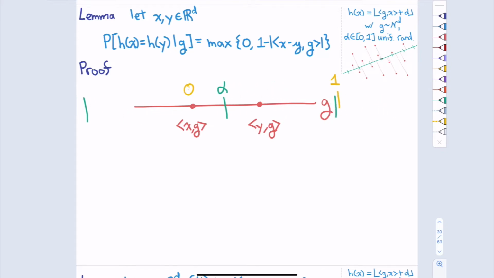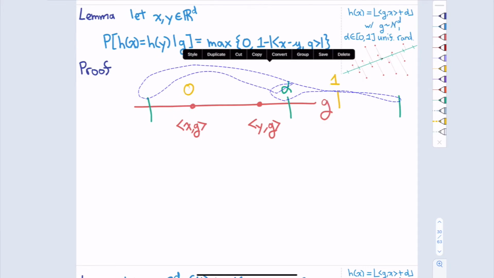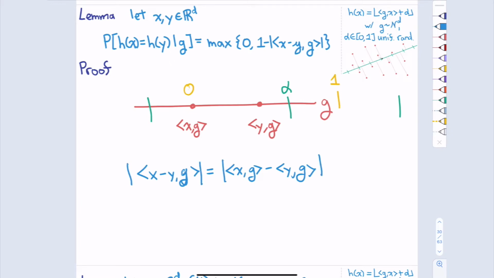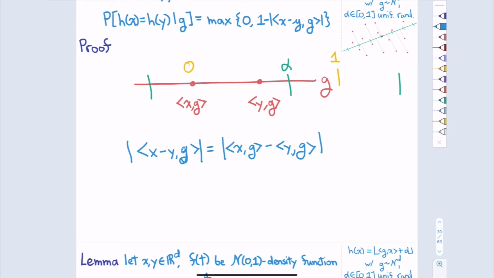Yeah, so if alpha is between, then it'll get split up. If alpha is anywhere up over here, especially if I drew it correctly, then they won't get split up. Okay, so I guess that's what we have here. Whatever x minus y g is, of course, fancy for xg minus yg. So that's really just the distance between them on the line. No big deal, but it makes some sense.